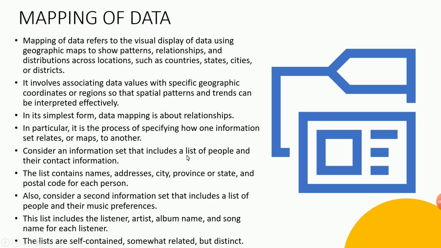One particular thing is they have given a list of people and their contact information. The list contains names, address, city, whatever. The second information is the list of people and their music preferences. Now with this data I can calculate the relation between them. Based on names we can identify the gender to some extent. So we can identify what kind of music preference is made by the people of one particular gender, or by one particular city.